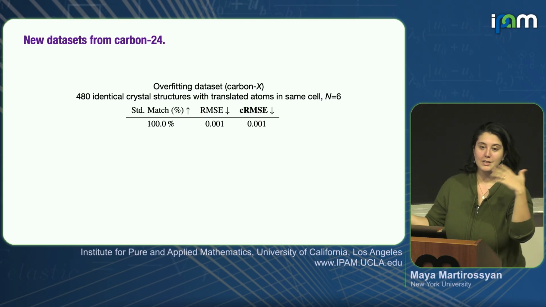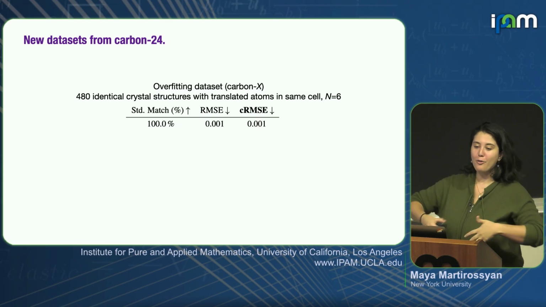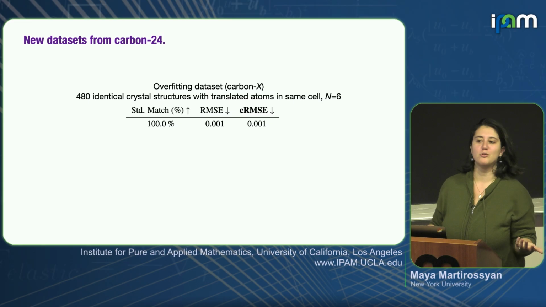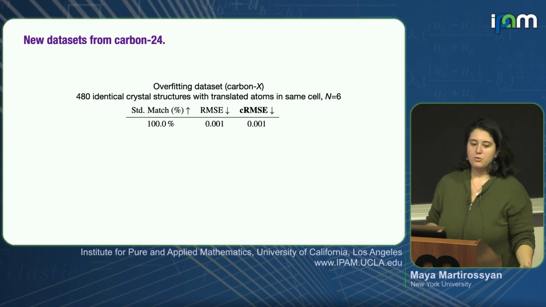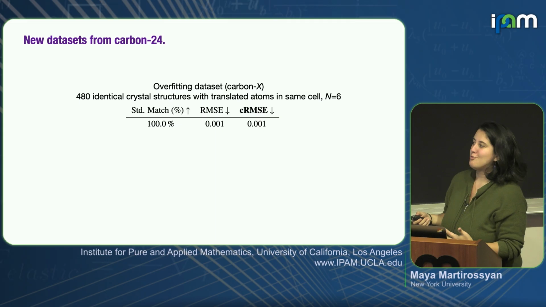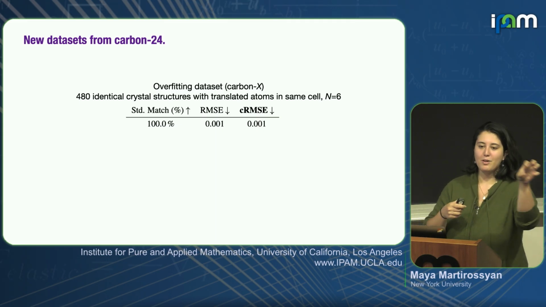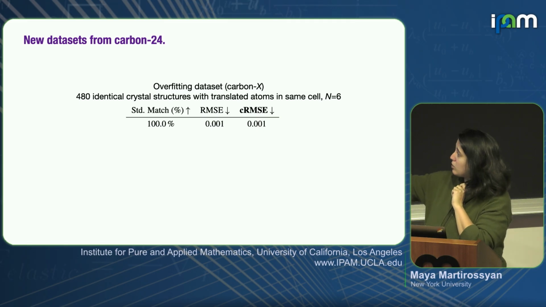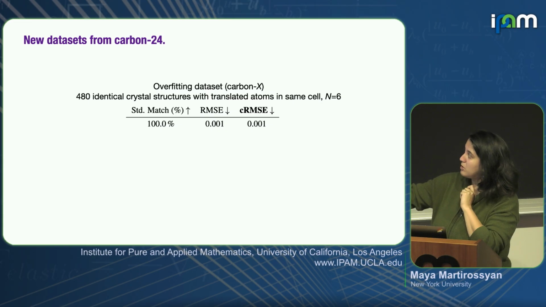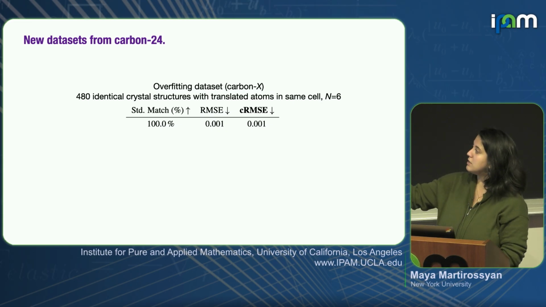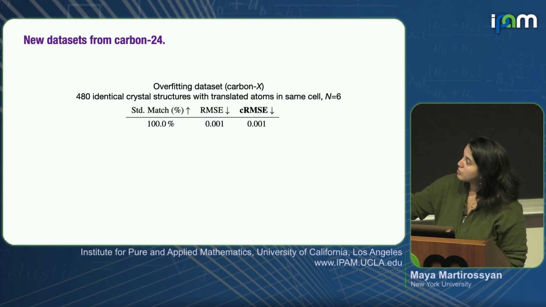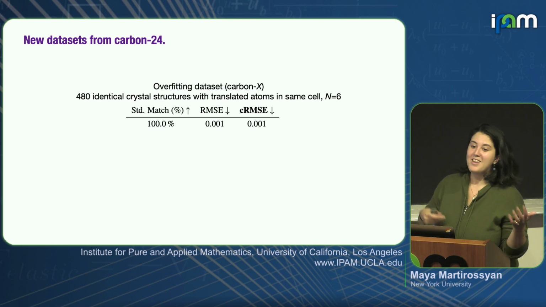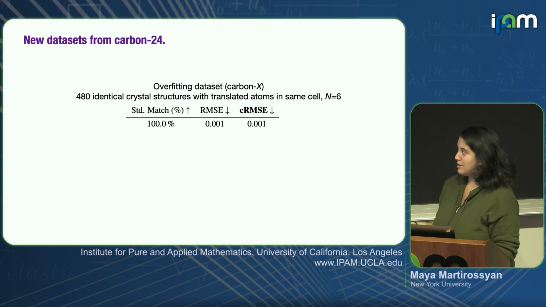But the cool fact is that you can now leverage all this duplication. So we made what are called overfitting data sets. We not only pruned that data set and retrained models and benchmarked them, we also used these replicated structures to make new overfitting data sets. This one I called carbon X, because we typically use X to talk about fractional coordinates. Here, this is a data set with 480 identical structures, and all the atoms are just translated. They're all from the same data set.